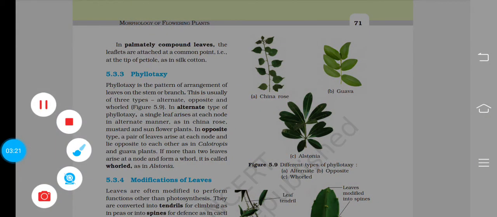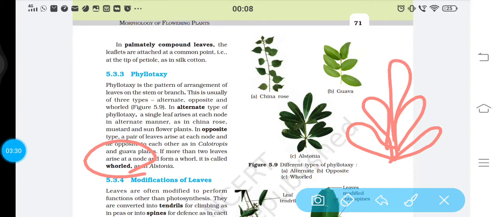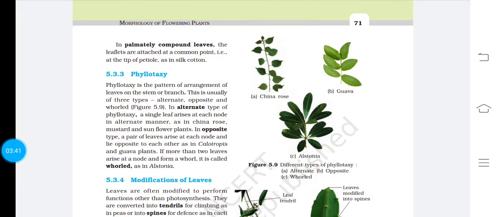The third category is the whorled leaf. What is this whorled leaf? Whorled leaf means it makes a kind of bunch structure, like a flower bunch, like Alstonia, where the example is given. That kind of arrangement of leaves is called whorled phyllotaxy.